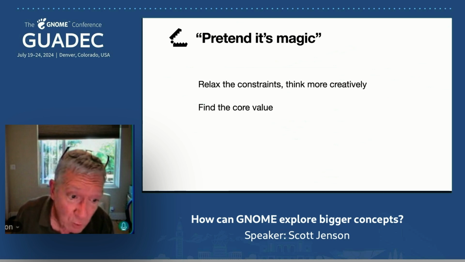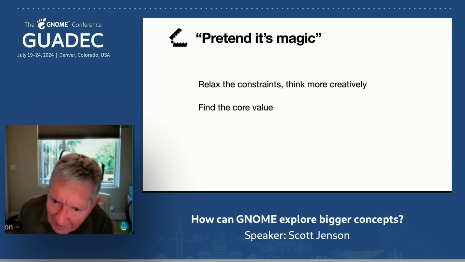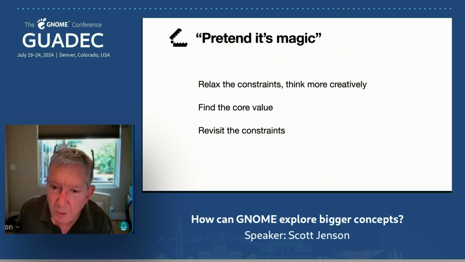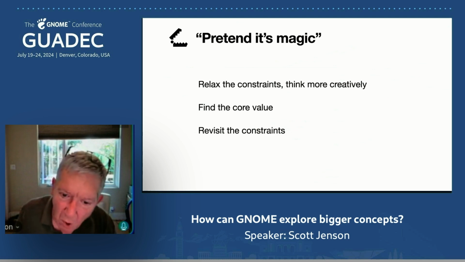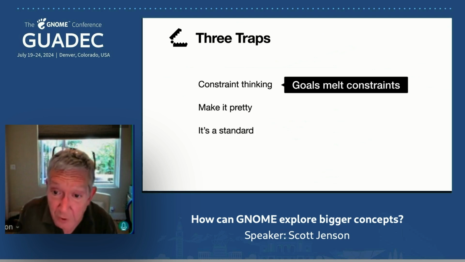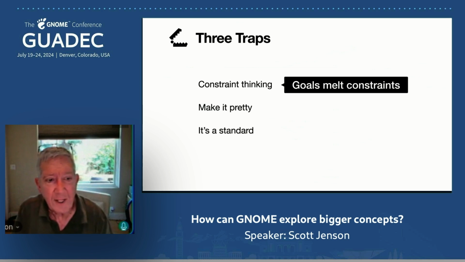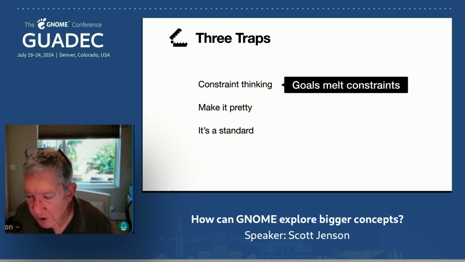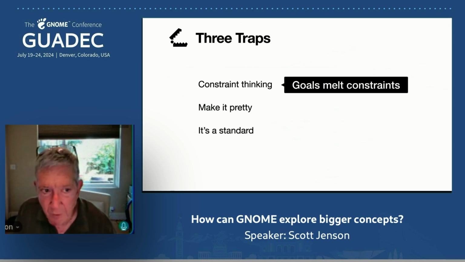And then not only do you find the core value, but more importantly, you find out exactly how it can be used. Because once you know what you really want, you can revisit the constraint and realize that you don't need to boil the ocean and do the whole thing. You can do a much smaller thing that actually is possible to do. So the idea here is that goals melt constraints, and they help you actually understand that you don't need to do too much, because the natural assumption is that you have to fix everything. You don't have to do that.